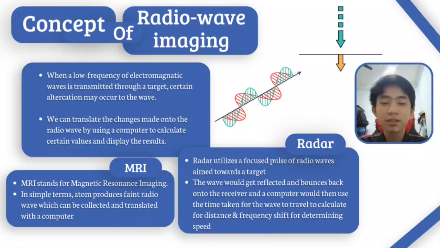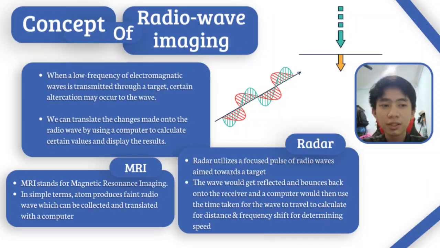One of the things that use radio wave imaging are MRI and radar. MRI stands for magnetic resonance imaging, and in simple terms, basically atoms produce faint radio waves which can be collected by a computer and a receiver and then translated into an image and information.